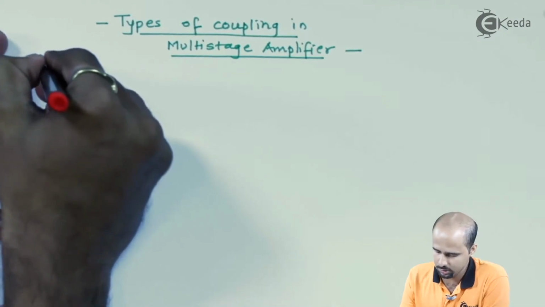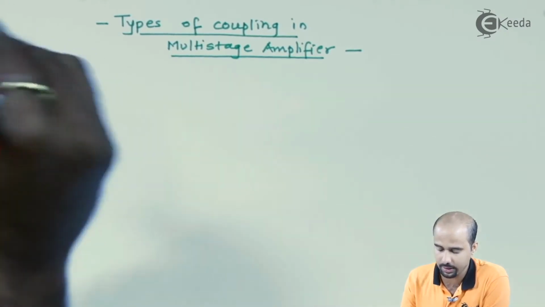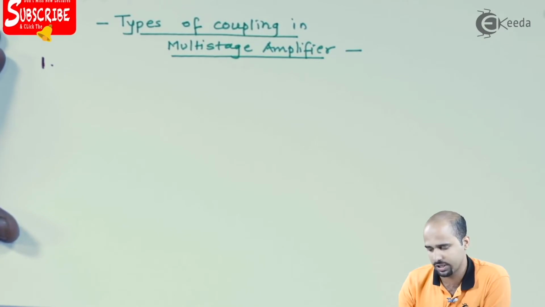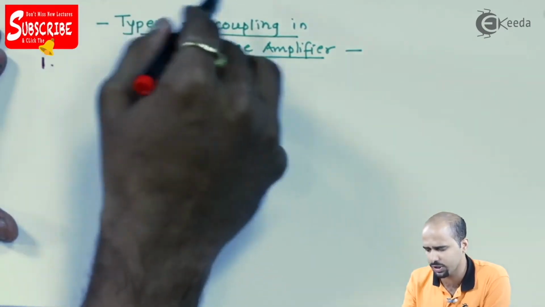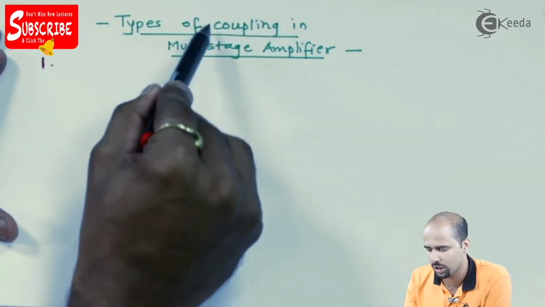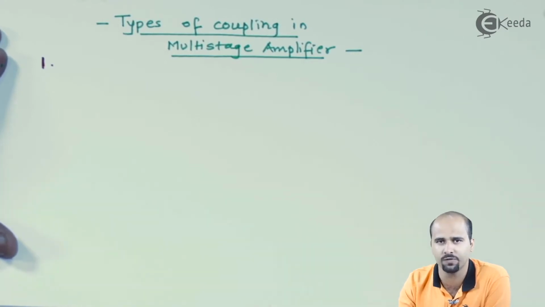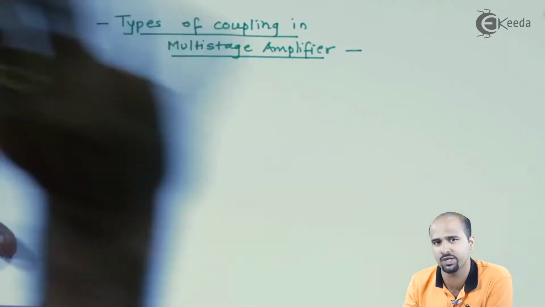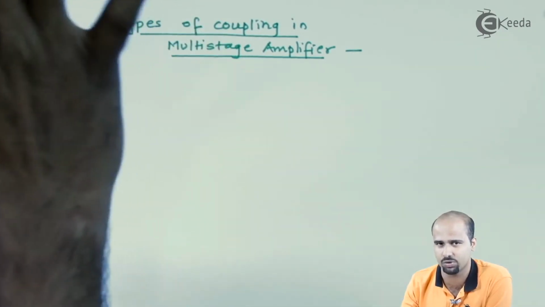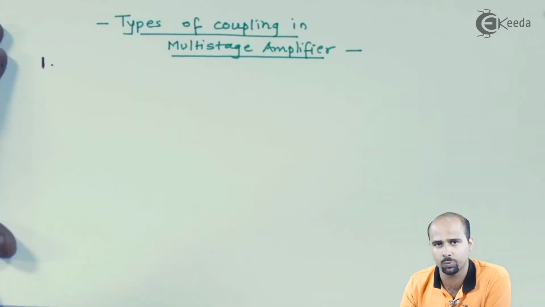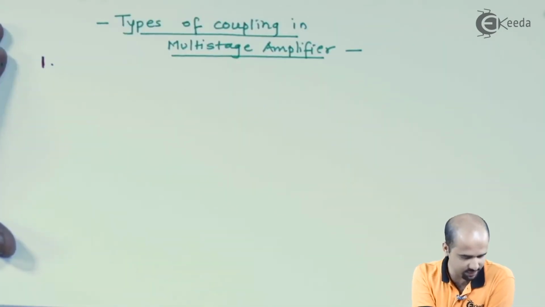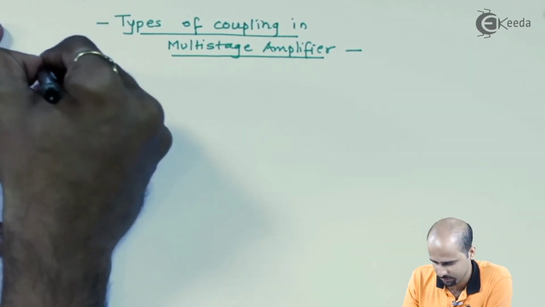So we will learn the three categories of coupling of a multistage amplifier. What do you mean by the term coupling? Coupling means in which way I will connect the output of the first stage to the input of the second stage, the output of the second stage to the input of the third stage, and so on. There are different ways with which we will connect them.